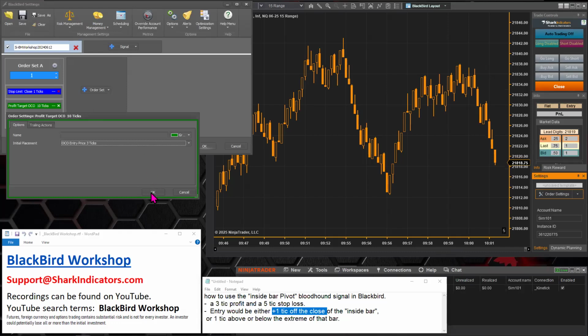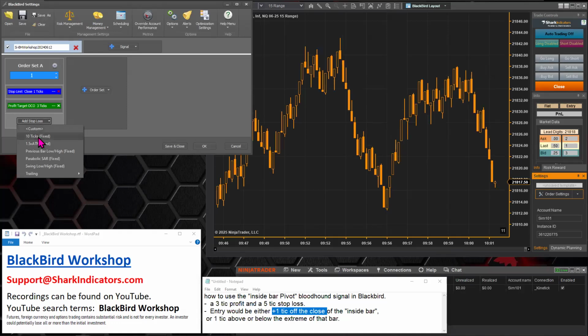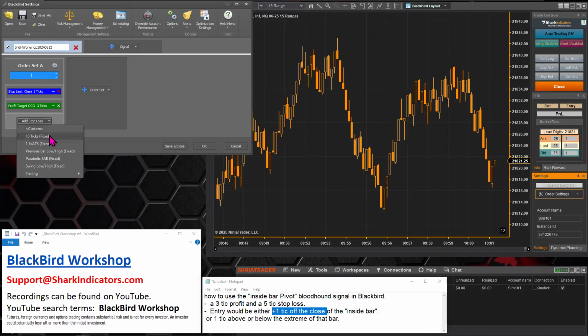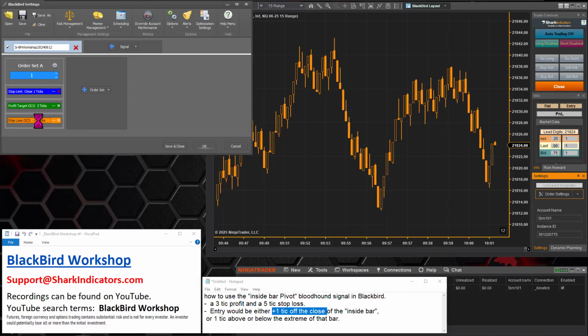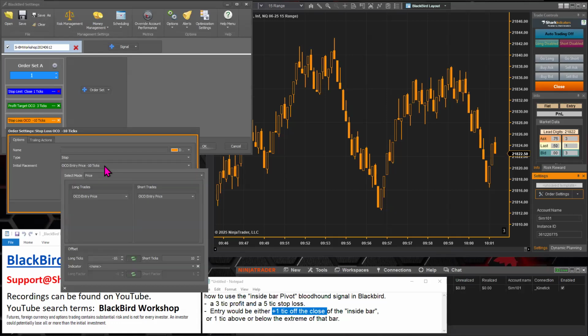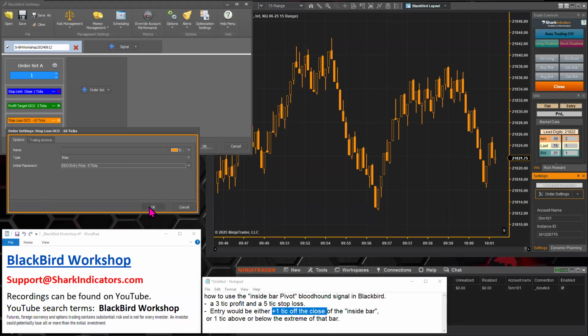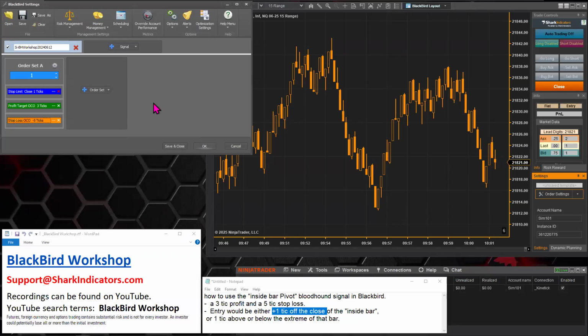And we're going to do the same thing with the stop loss. So again, I'm just going to use this 10 tick stop loss here from the quick list. And then we'll open it up, open up the menu, open up the initial placement, and then adjust this up to a 5 tick stop loss. And there we go. And that's it. We're all done.